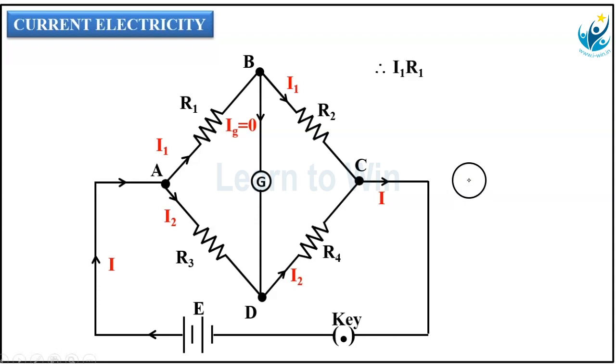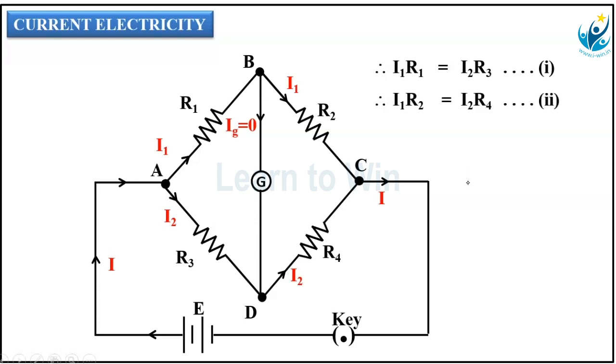From 1 and 2: the first equation is I1 R1 equal to I2 R3, and the second equation is I1 R2 equal to I2 R4. Do 1 by 2 again. I1 cancels.